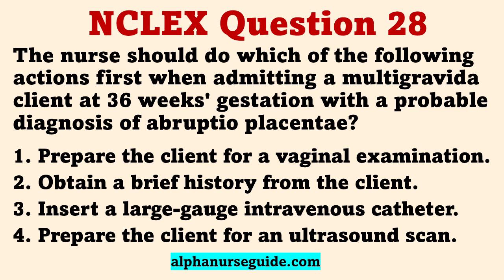The client's history can be obtained once the client has been admitted and the intravenous line has been started. The goal is birth of the fetus, usually by emergency cesarean section. The nurse should also plan to monitor the client's vital signs and the fetal heart rate. Ultrasound is of limited use in the diagnosis of abruptio placentae.